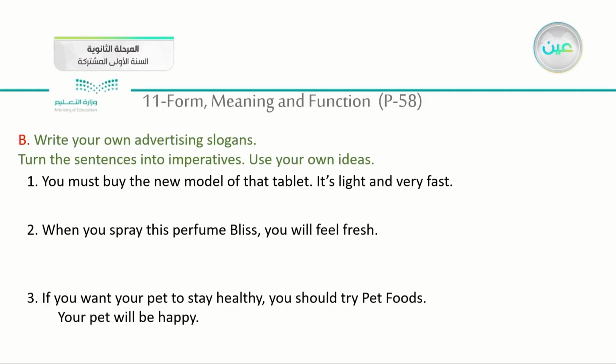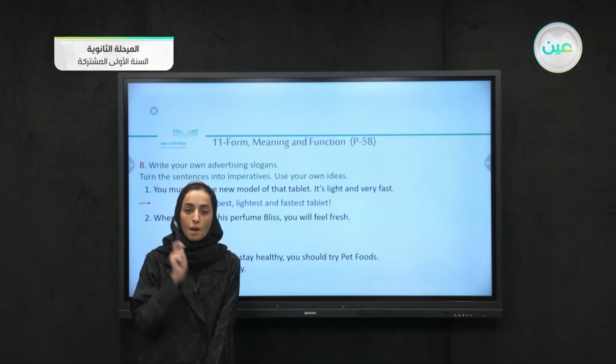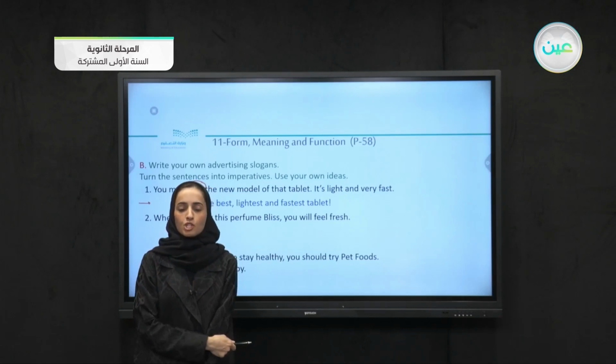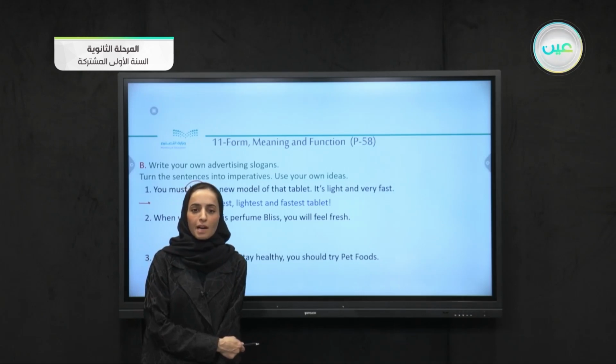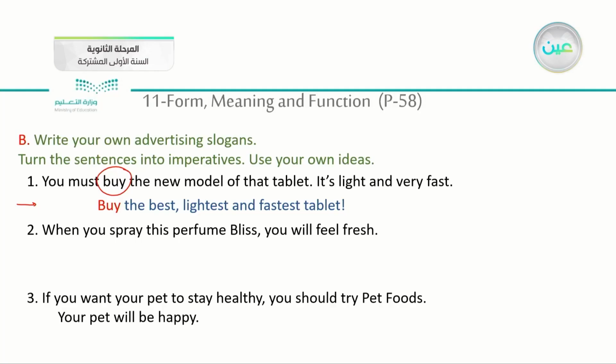You must buy the new model of that tablet. It is light and very fast. Let's try to find the verb. Where is it? It is buy. So I will start the sentence with buy. So I will say in here, buy the best, lightest and fastest tablet. I'm trying to give you advice. Buy it. Instruction, or it could be advice. Notice we have started with the verb itself.